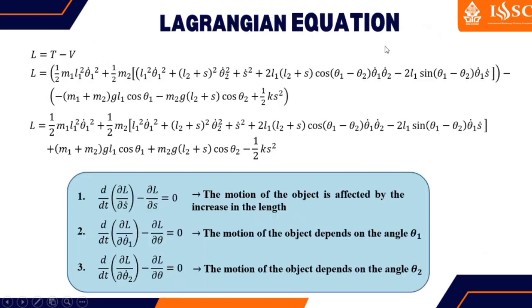Lagrangian equation. The next step is to use the Lagrangian function. The Lagrangian function formula is L equals T minus V. We substitute the kinetic and potential energy equations into the Lagrangian function to obtain the Lagrangian equation. From the Lagrangian equation, we derive three equations. The motion of the object is affected by the increase in the spring length, the motion of the object depends on the angle theta 1, and the motion depends on the angle theta 2.